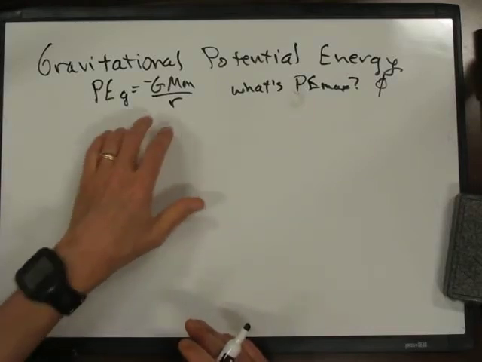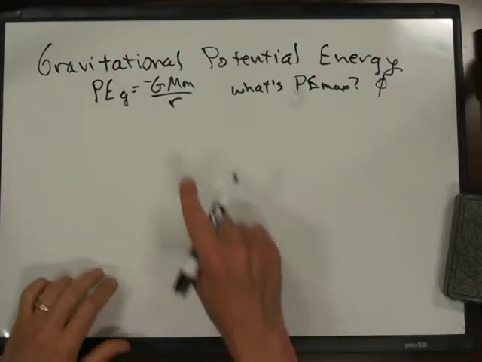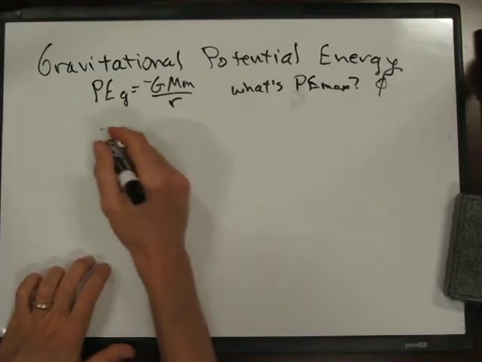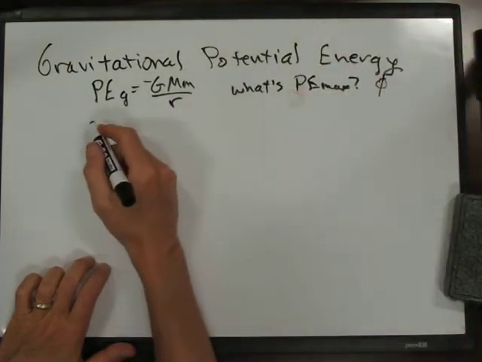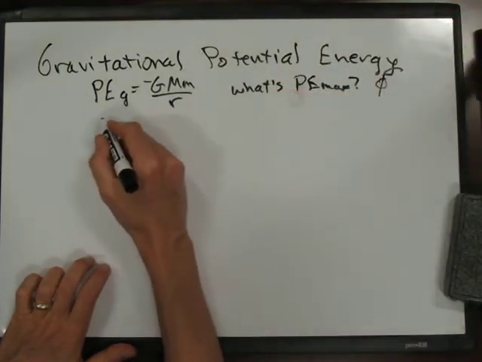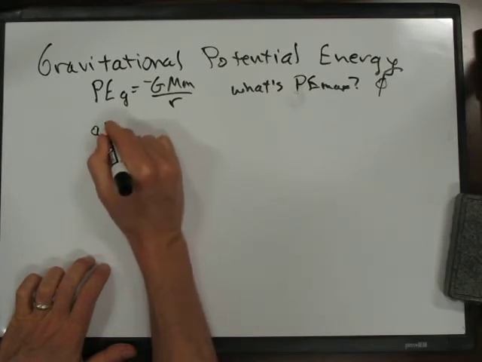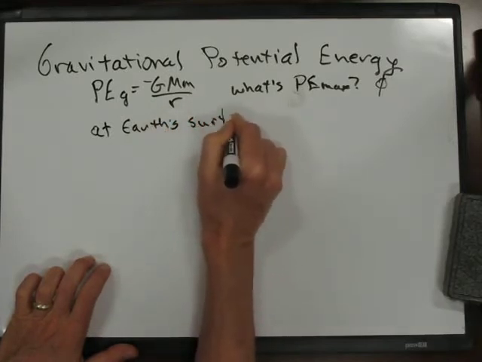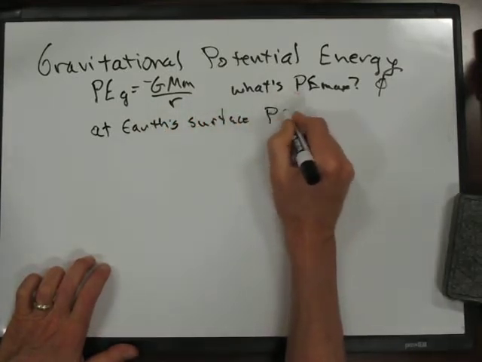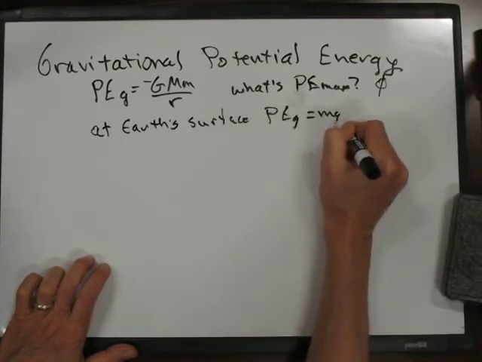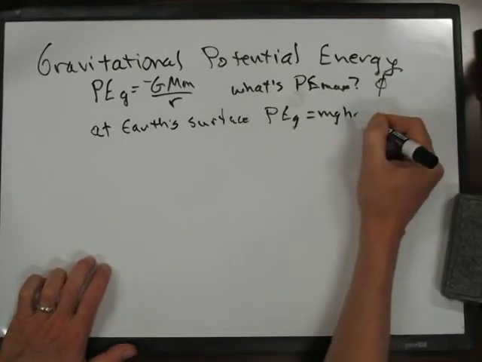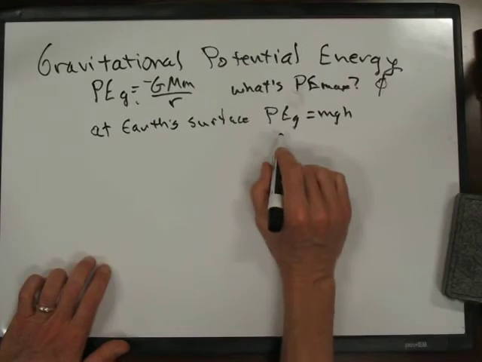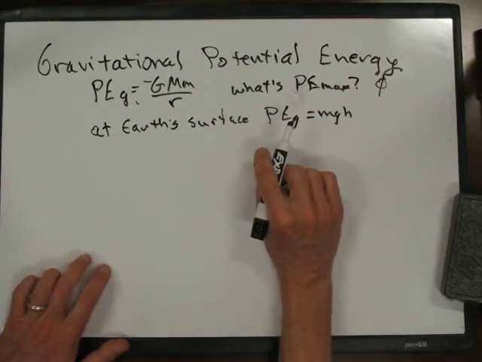And the closer I get to the surface of my planet, or whatever object I have, the more negative I get as I come in from infinity. And so the other thing I want to say is, normally, at Earth's surface, the potential energy due to gravity is just mgh, where h is how far it goes above the surface. And I just want to show that this number and that number are the same for small changes in r near the surface of the Earth.